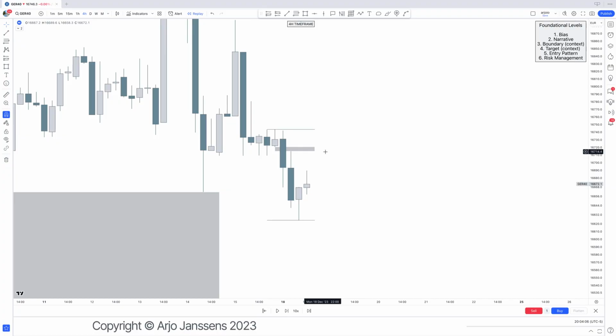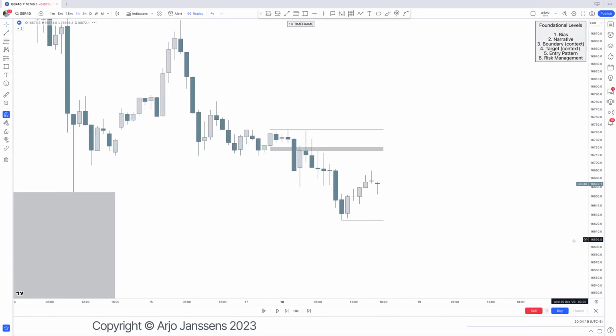Same as the 50 minute, you want to use that as a guide to see which high time frame array do we actually want to trade towards. So we have that daily, previous day high, and the previous day low sitting right there. So let's dive into the 1 hour to see what we want to do.